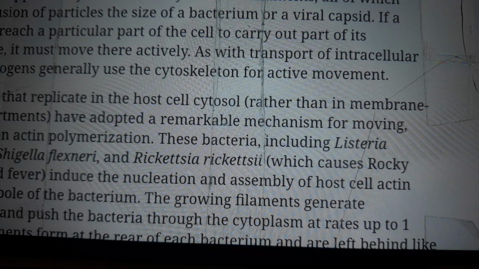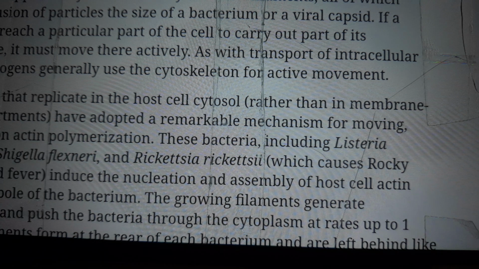If a pathogen must reach a particular part of a cell to carry out part of its replication cycle, it must move actively, as with transport of intracellular organelles. Pathogens generally use the cytoskeleton for active movement.